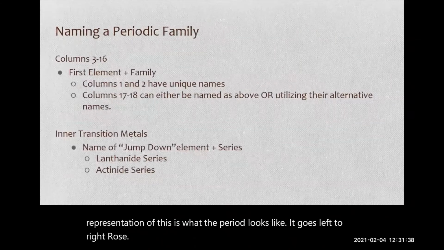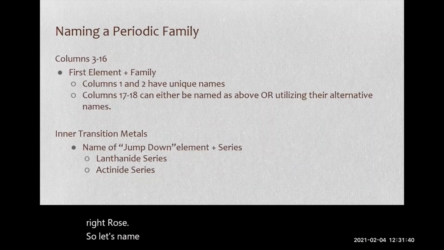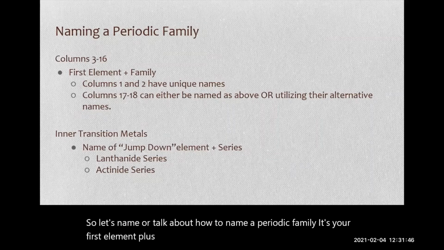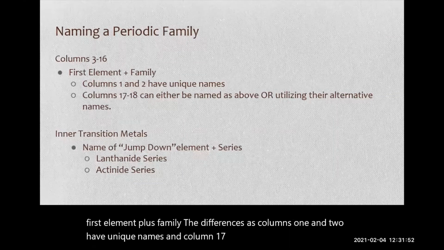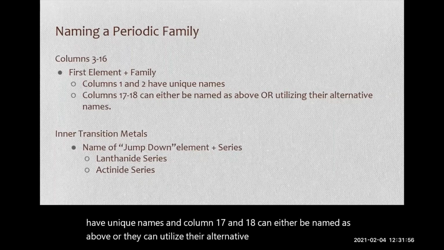So let's talk about how to name a periodic family. It's your first element plus family. The difference is columns 1 and 2 have unique names, and columns 17 and 18 can either be named as above or they can utilize their alternative names. I'm going to give you all the names.